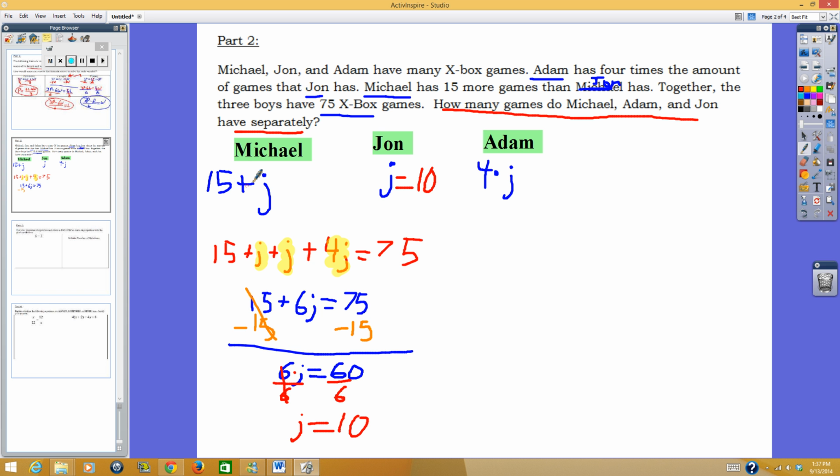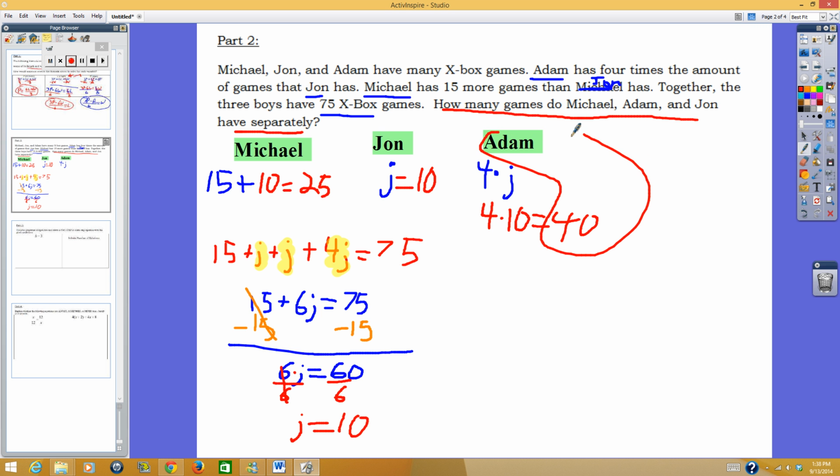Michael has 15 plus what John has. So you could almost take this J away and put in what John had, which is a 10. So Michael would have had 25 games. Now for Adam, 4 times J, I'll just do it right under it. Adam's going to have 4 times what John had, which would be 4 times 10. And Adam has 40. So that's it for the word problem. Hopefully that all makes sense, right?